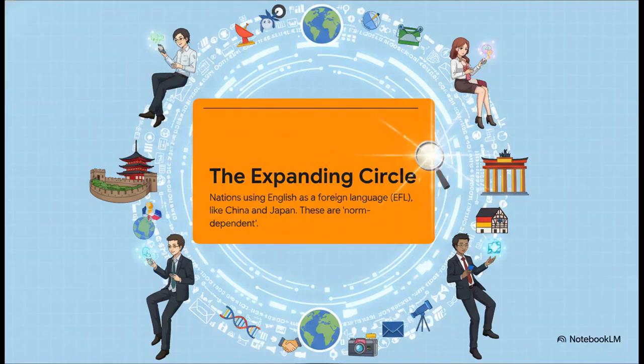And finally, there's the big one, the expanding circle. This pretty much covers the rest of the globe. Countries like China, Japan, Germany, places where English is learned as a foreign language, mostly to communicate internationally for business, science, or travel. And because of that, they were seen as norm-dependent. They looked to the inner circle to see what correct English was supposed to be.